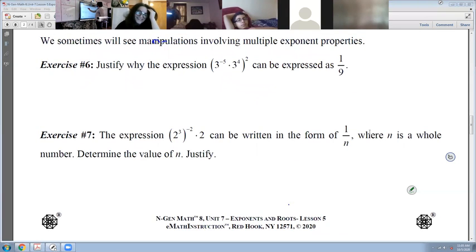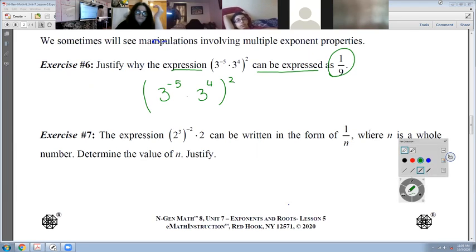Okay, now justify why the expression can be expressed as this. What I am given is 3 to the power of negative 5 times 3 to the power of 4, all to the power of 1... no, to the power of 2. So what can I do inside the parenthesis with this multiplication?